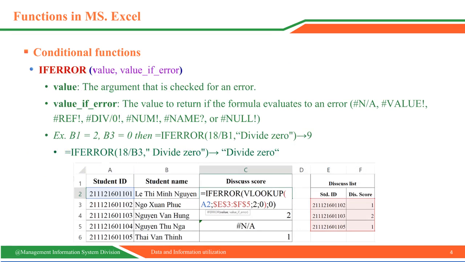IFERROR function meaning, if the expression executes normally, it returns the result. If an error occurs, it is replaced by the value if error. Example: B1 equals 6, B2 equals 0. IFERROR 18 divided by B1, Cannot divide by 0, result 3. IFERROR 18 divided by B2, Cannot divide by 0, result: Cannot divide by 0. Application: avoid displaying calculation errors, such as lookup or division errors.